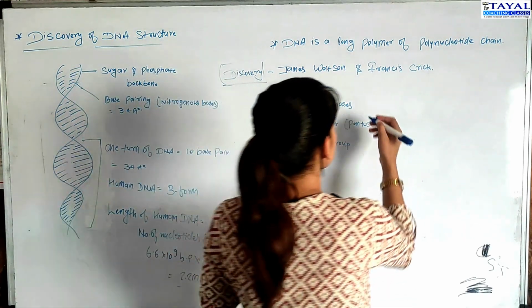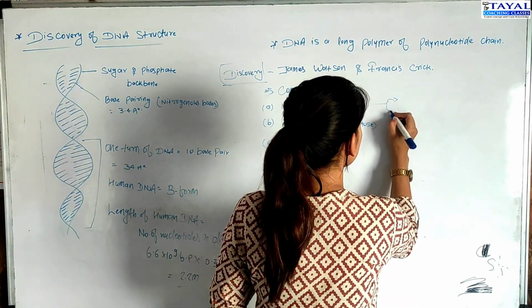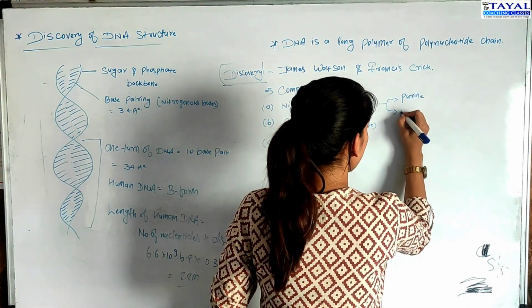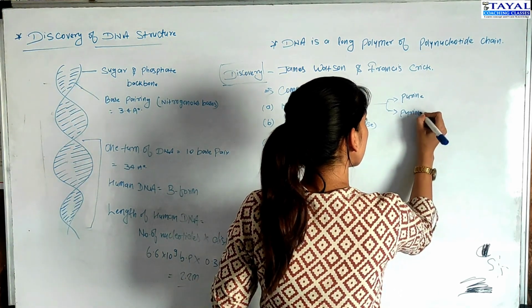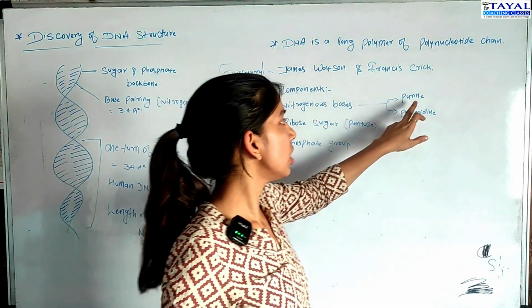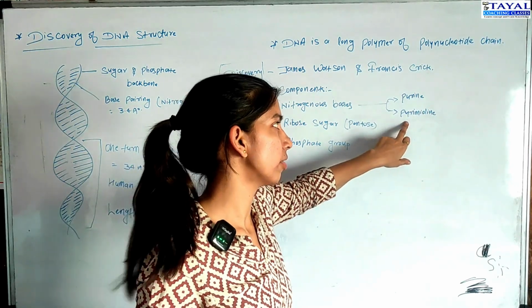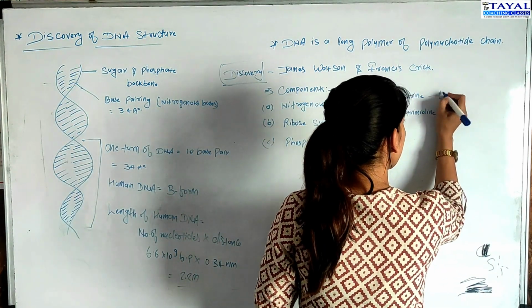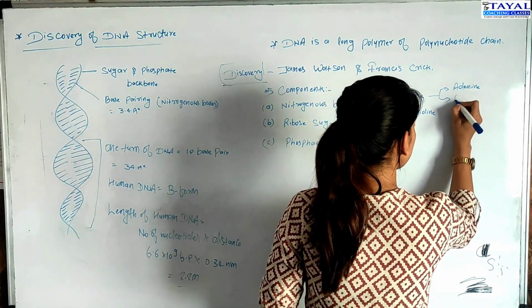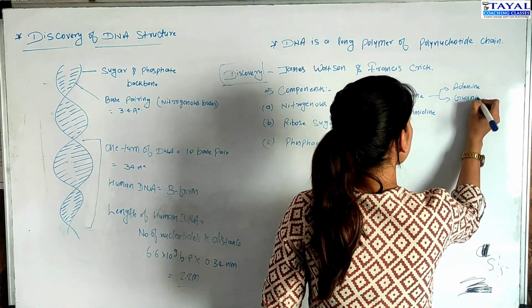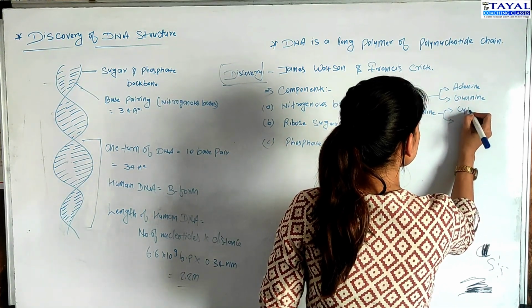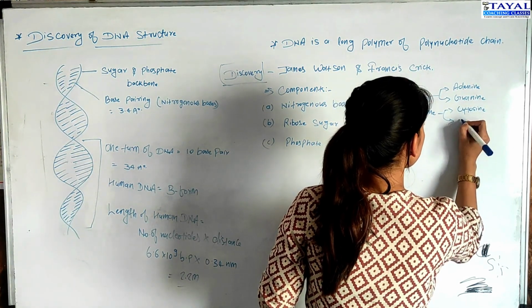Now, the nitrogenous bases are of two types, purine and pyrimidine. Both are heterocyclic ring structures, but purine is a double ring structure and pyrimidine is a single ring structure. In purine we have adenine and guanine, and in pyrimidine we have cytosine and thymine.